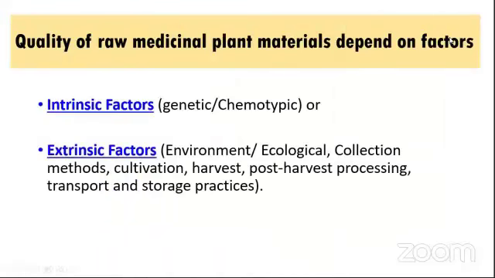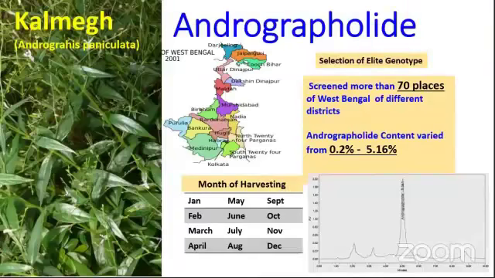There are some factors. One is the intrinsic factors, that is the genetic factors, genotypes, or chemical factors, that is the chemotype, which is also an important aspect. And another is the extrinsic factors, that is the environment, ecological conditions, cultivation, harvest, post-harvest processing, and storage practice. All are extrinsic factors. So these are very important.